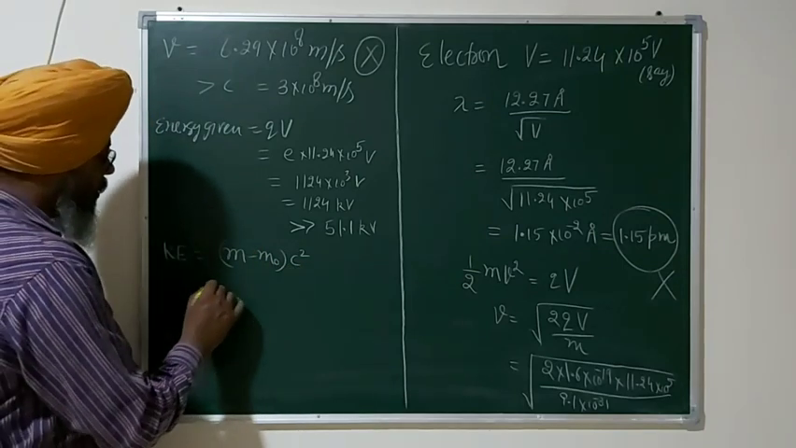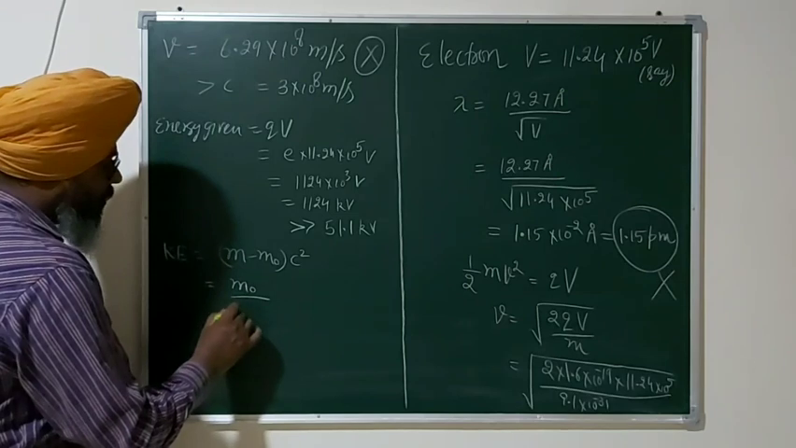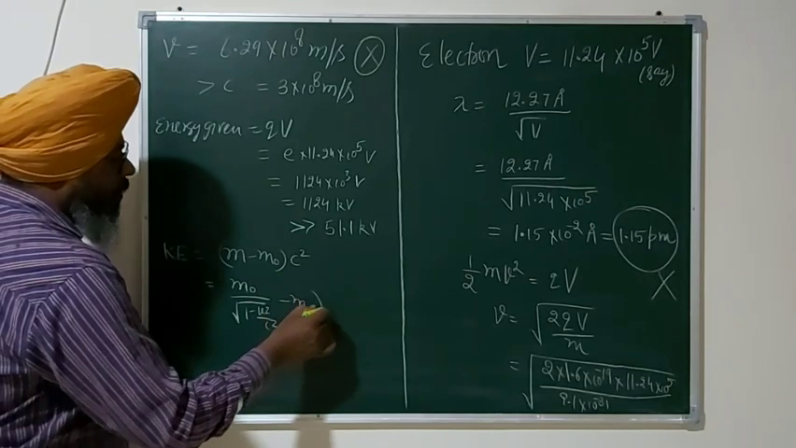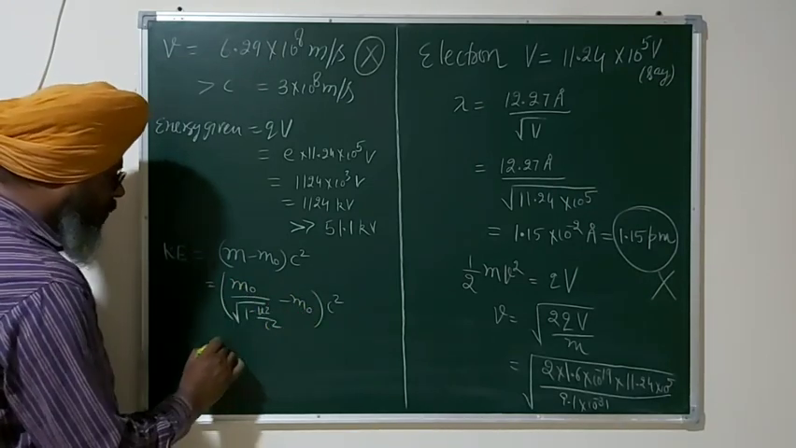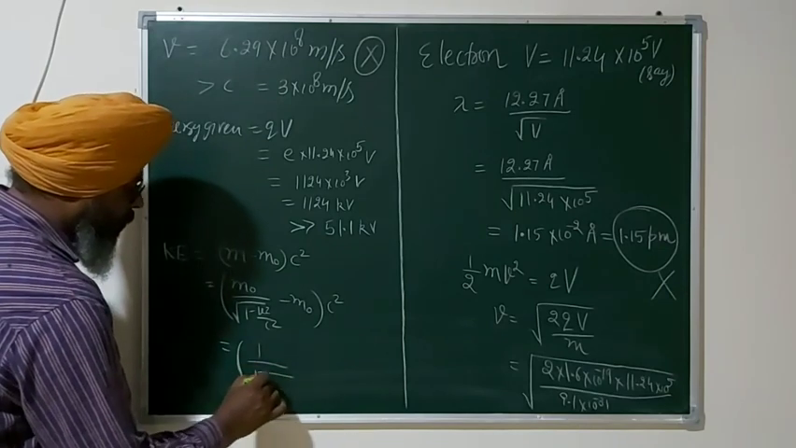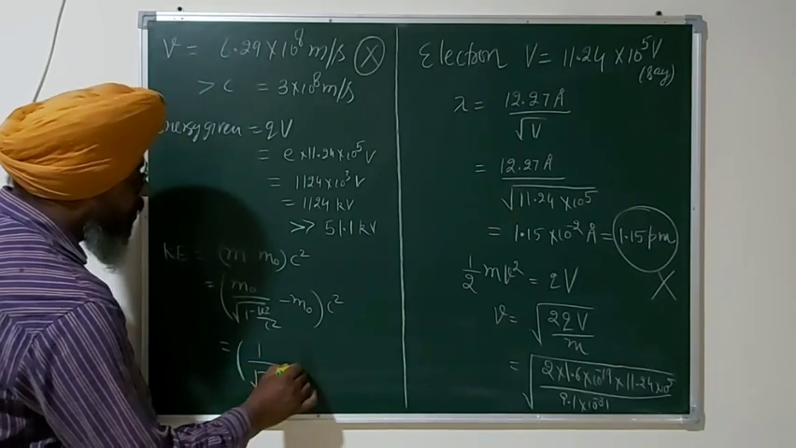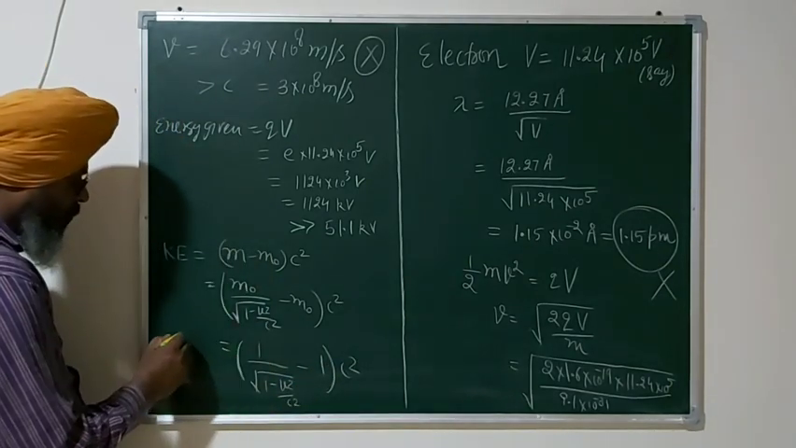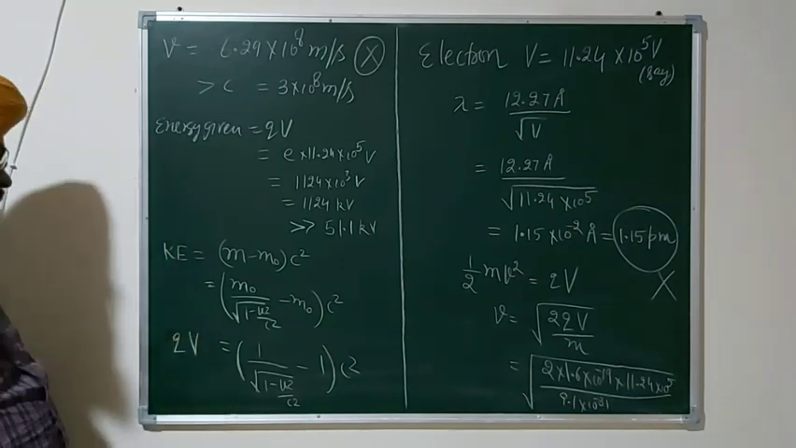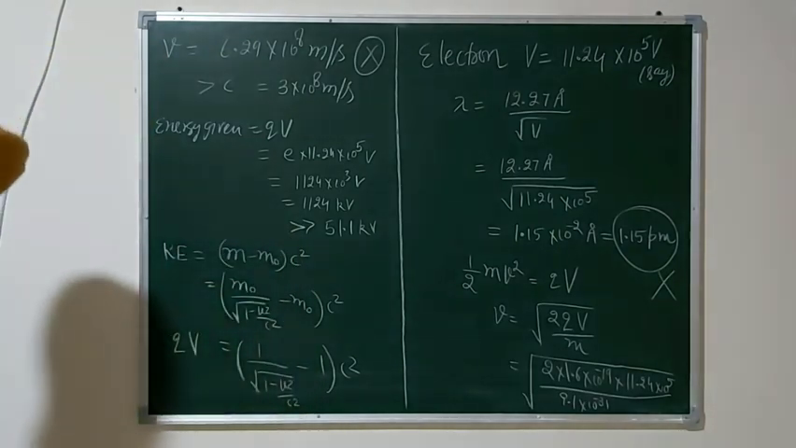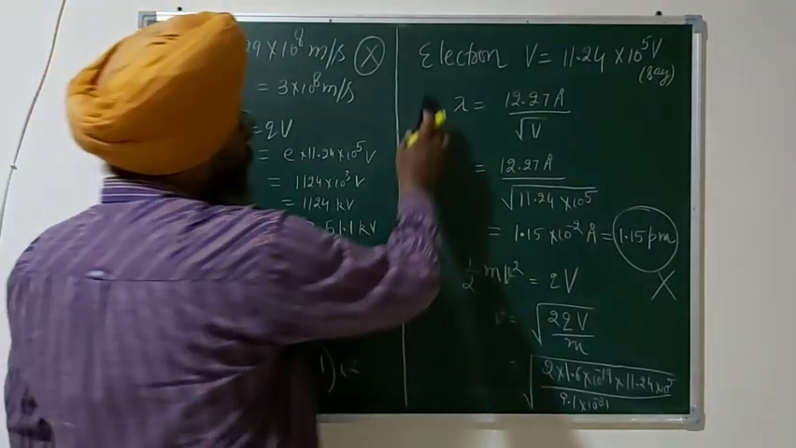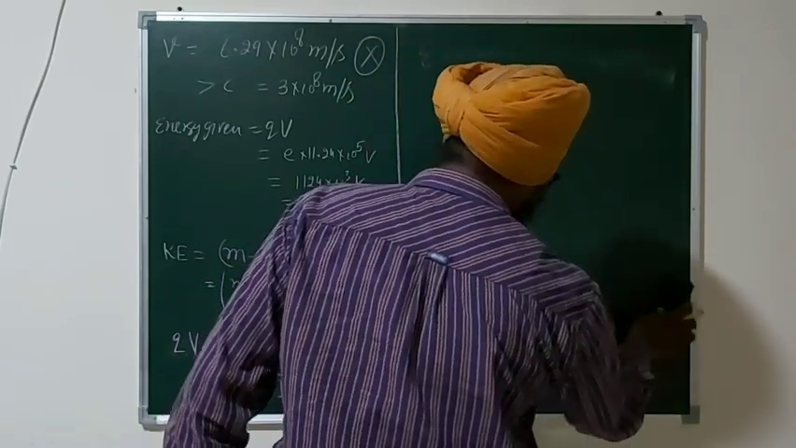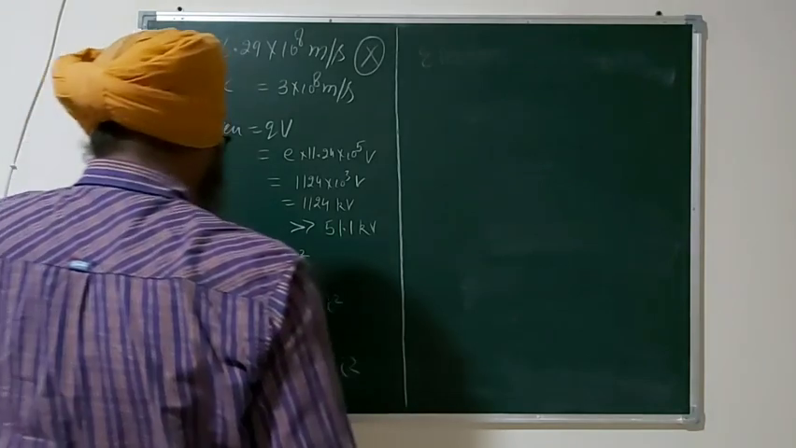Now we know that mass is given by m naught divided by square root of 1 minus v square by c square. I can take m naught common. It will be m naught c square into 1 divided by square root of 1 minus v square by c square, minus 1. And kinetic energy according to the work energy theorem is nothing but charge into potential difference. Now if I put these values of charge and potential, then I will be able to calculate the speed of the electron that it gains.